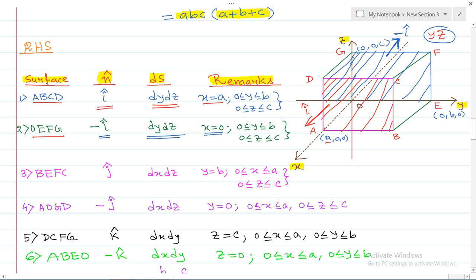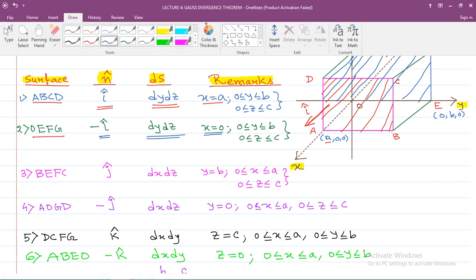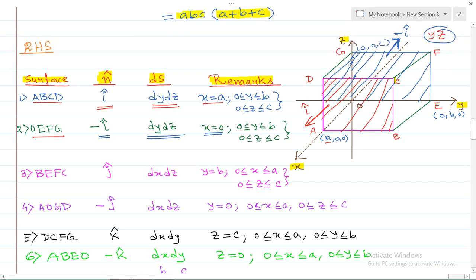Similarly, we have the other surface, BEFC. Let us try to understand it. This is the surface BEFC, the right hand side surface, which I am shading now with yellow color. This BEFC surface is parallel to the XZ plane, so our ds is going to be dx dz.